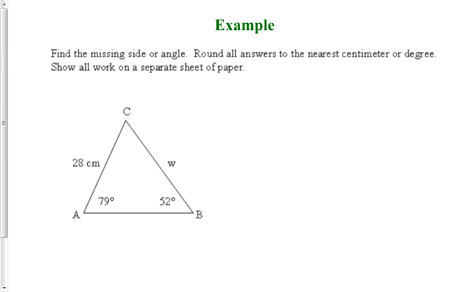It says, find the missing side or angle, round all answers to the nearest centimeter or degree. Show all work on a separate sheet of paper. Okay, so we'll just do it on the smartboard here, of course. And we're looking for W right there, which is the measure of side CB. So we need to use the law of sines. So I'm going to write it out here.